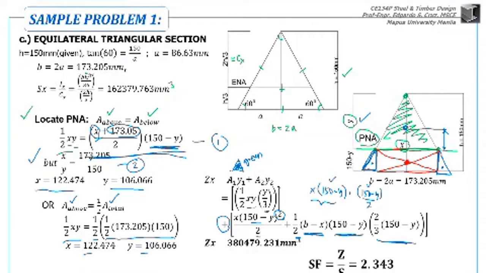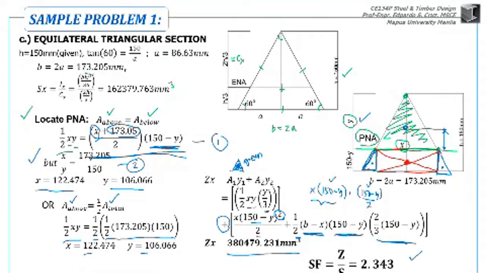So that would give us Zx value of 380,479. Ayun na. So that would be the z of x of that equilateral triangle. So divide mo yung Zx with the Sx na nasolve mo kanina. That will give you the shape factor of 2.343. So medyo malaki ang shape factor ng triangle, no? So ibig sabihin, ang laki ng difference ng plastic tsaka elastic properties niya.